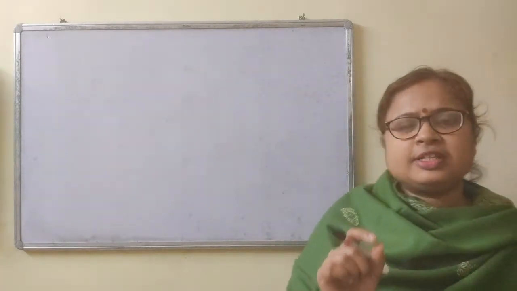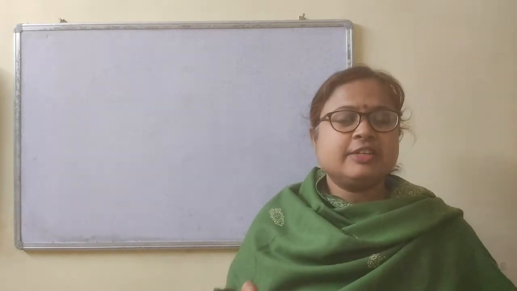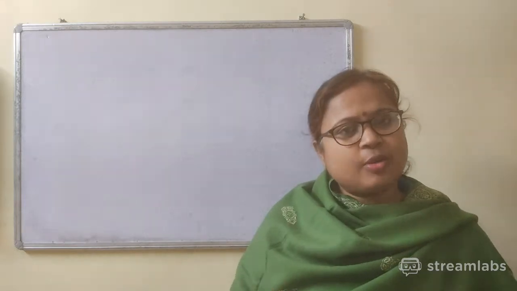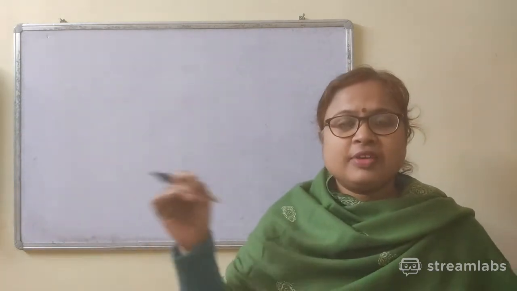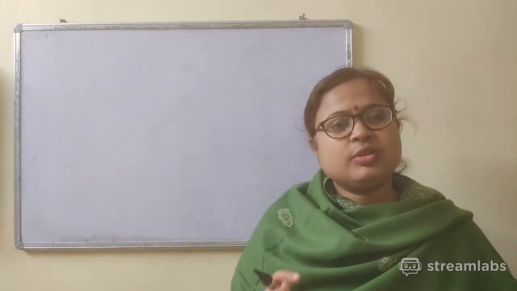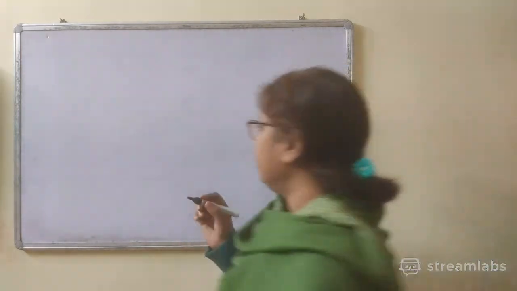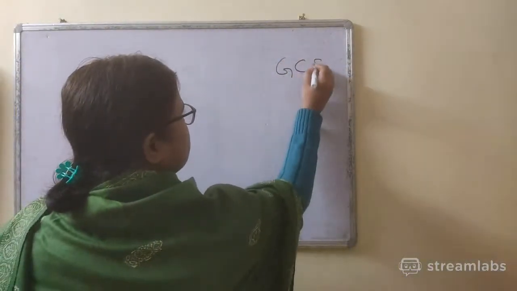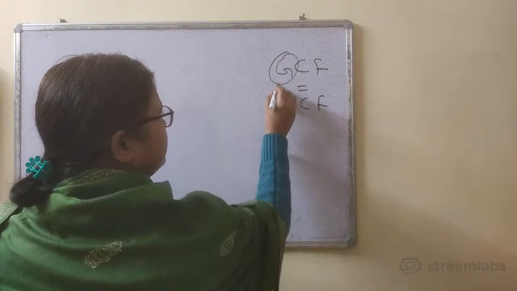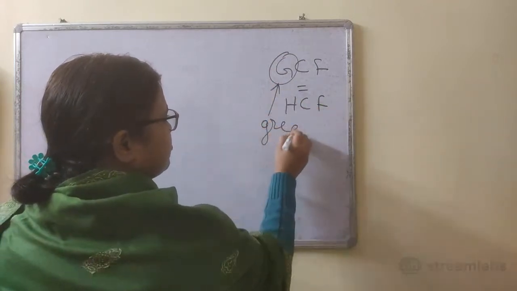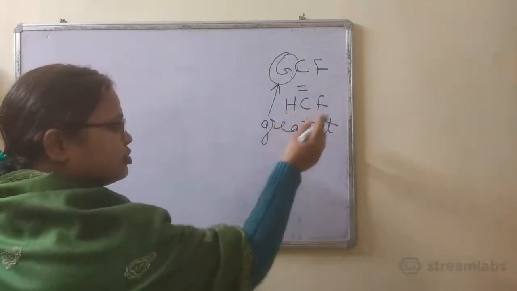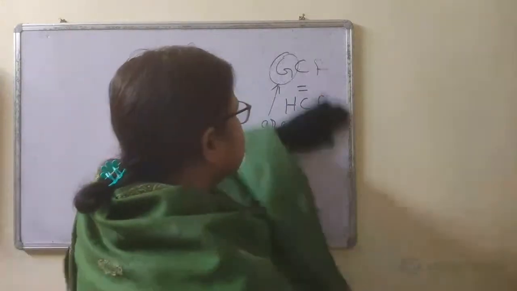Another word for HCF is GCF. HCF means highest common factor, and in the same way GCF means greatest common factor. So whenever GCF is written in a question, don't get confused. It is equal to HCF. G means greatest, H means highest. Clear? Okay, so now let's start with the questions.